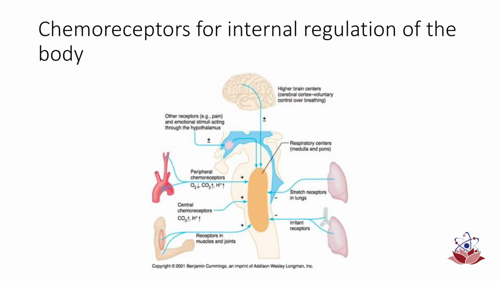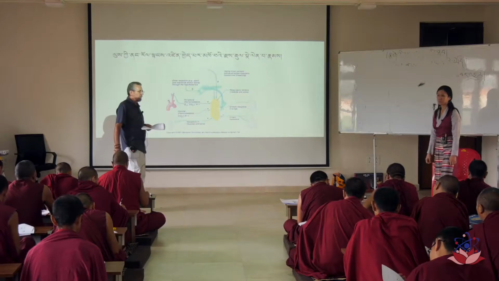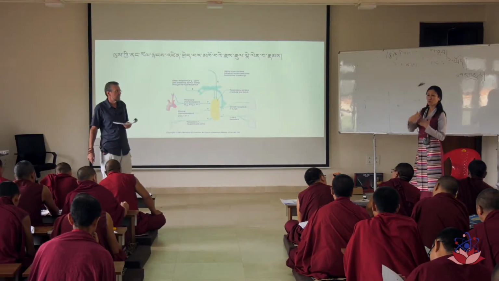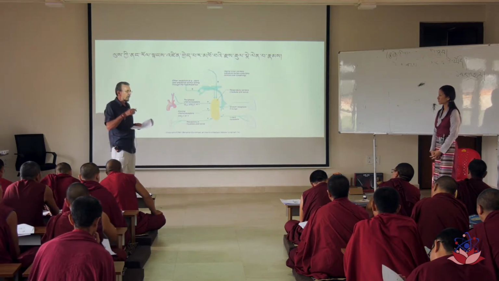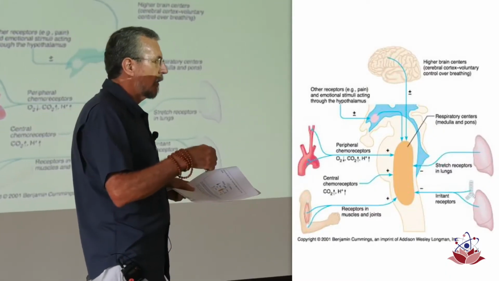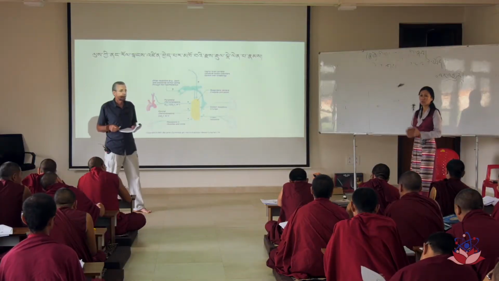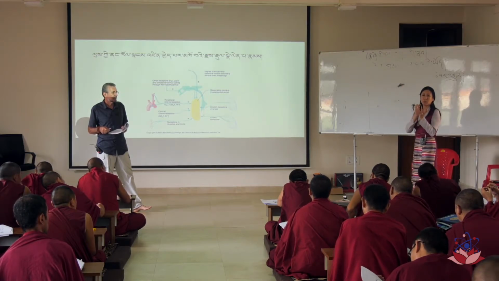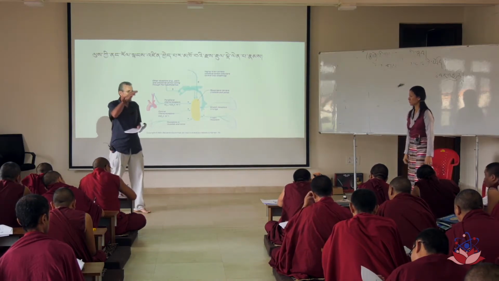There are also chemoreceptors for internal regulation. So these help our body to respond to changes in physiological processes. For instance, there are sensory neurons in your heart that send information to the brain about how fast your heart is beating. And it adjusts the rate of your heart accordingly.